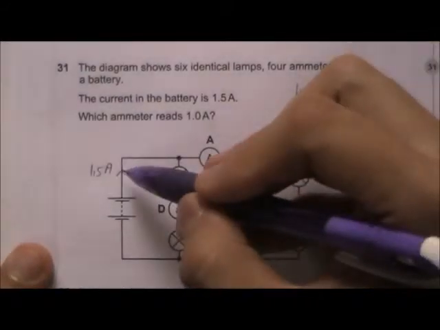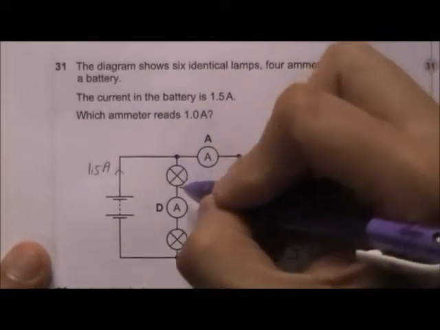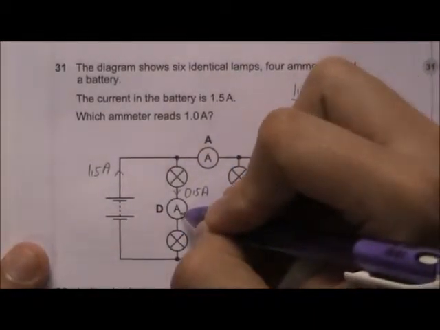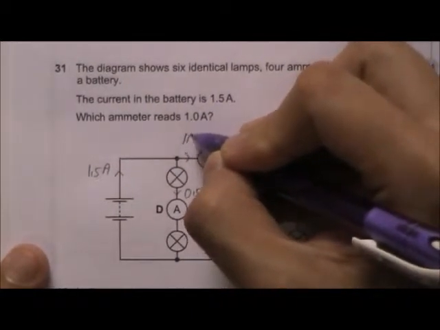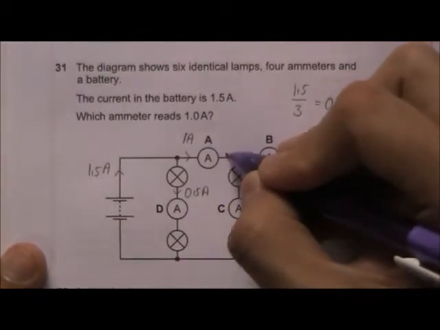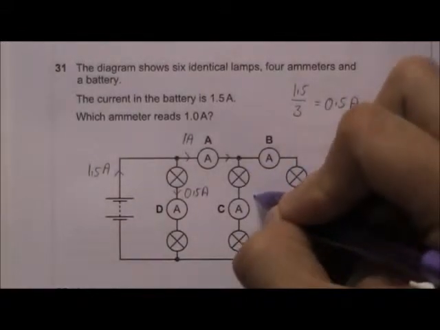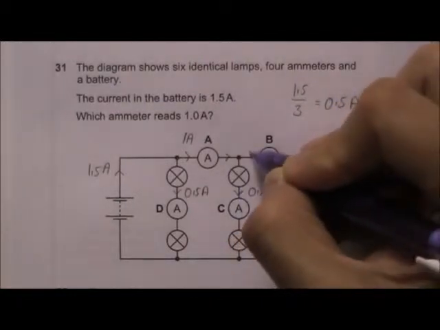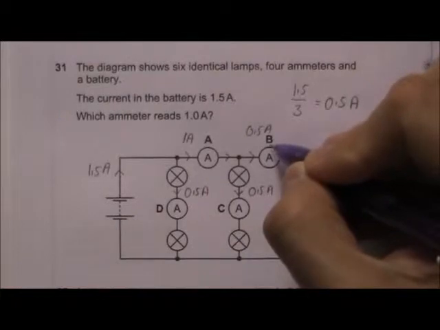Okay, so this 1.5 ampere of current will come to this junction, and 0.5 ampere will go through ammeter D, and the remaining 1 ampere will go through ammeter A. And this 1 ampere of current, when it comes to this junction, 0.5 ampere will flow through A, and the remaining 0.5 ampere will go through ammeter B.